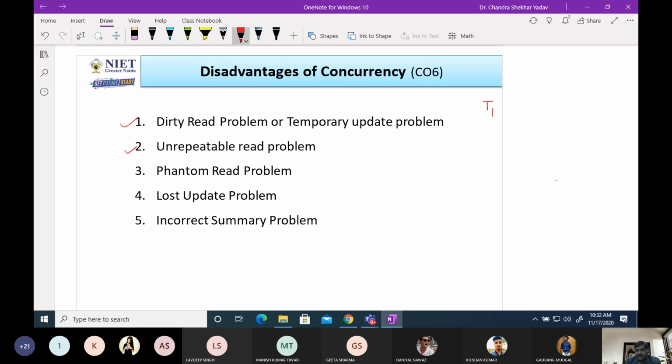Suppose we have transactions T1 and T2. Both are executing simultaneously in the system and both are using the same buffer. So see here, suppose transaction T1 performs read operations and T2 also performs read operations. After that, T1 performs write operations and then T2 performs read operations again.